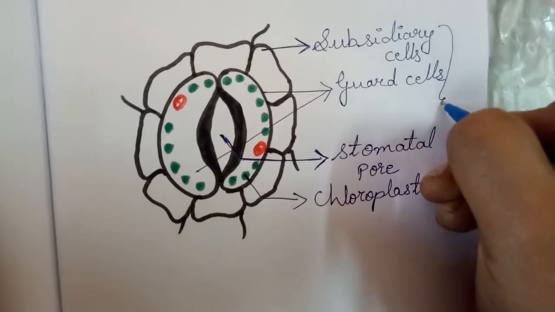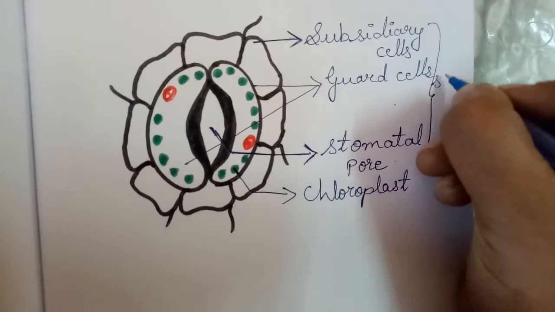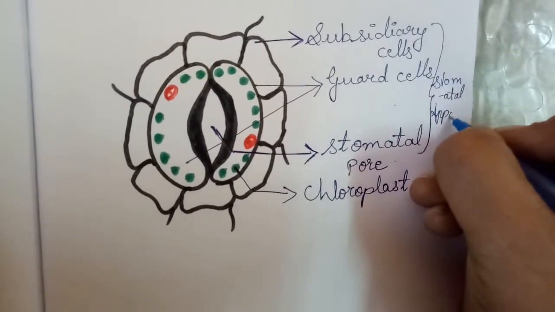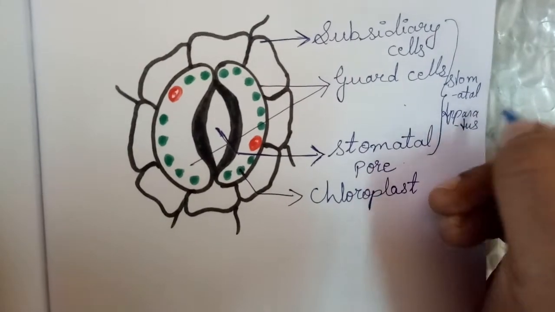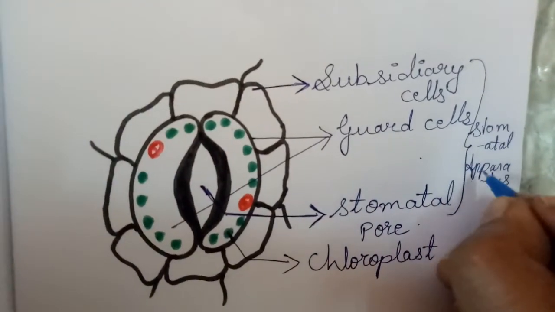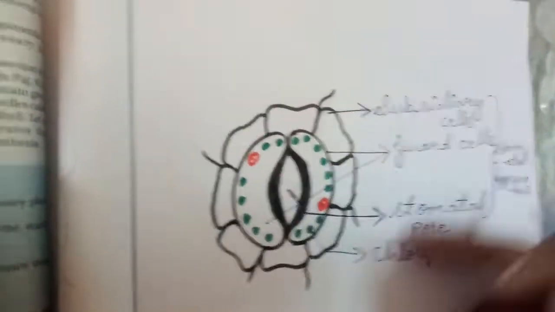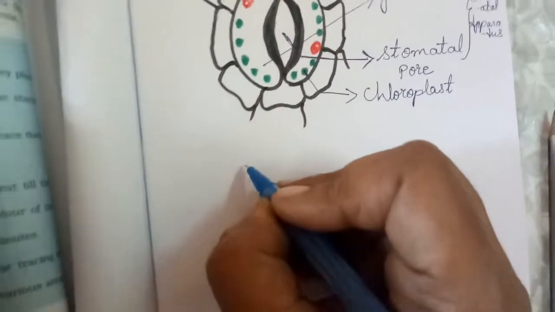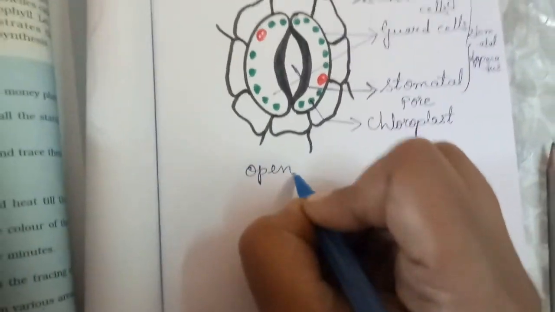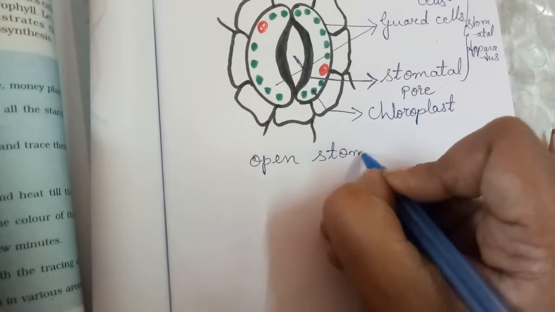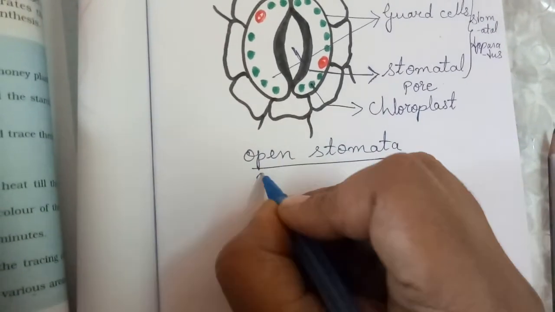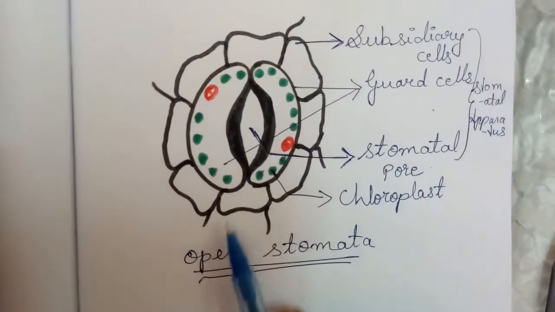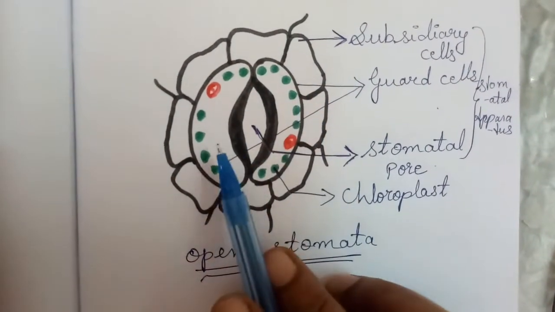And these three structures together are called the stomatal apparatus, or complex. Stomatal apparatus or complex. And this whole structure, now you can see, is called the open stomata. This whole structure is called the open stomatal structure. Now, how does the stomata open? What is the mechanism of stomata?